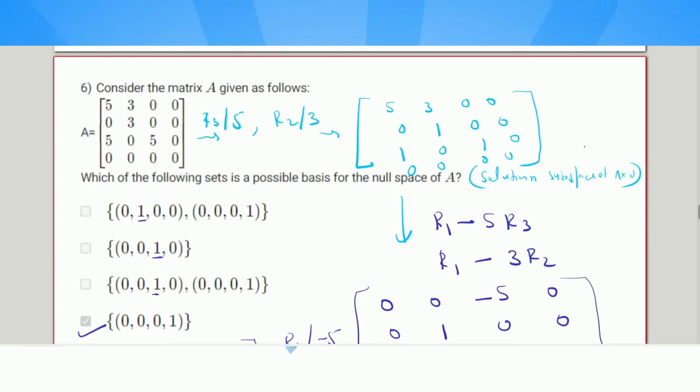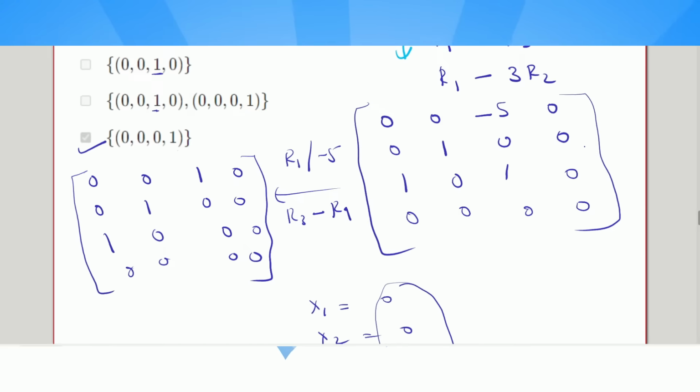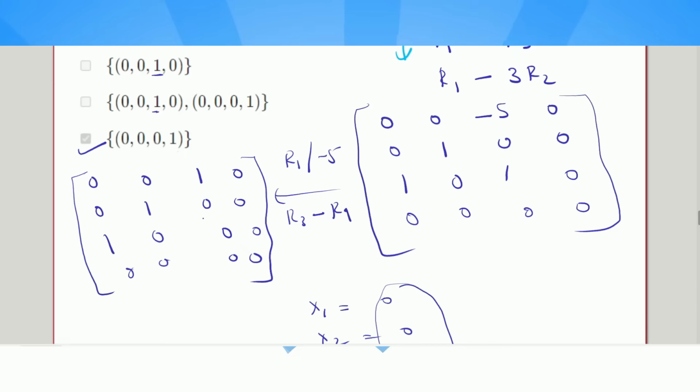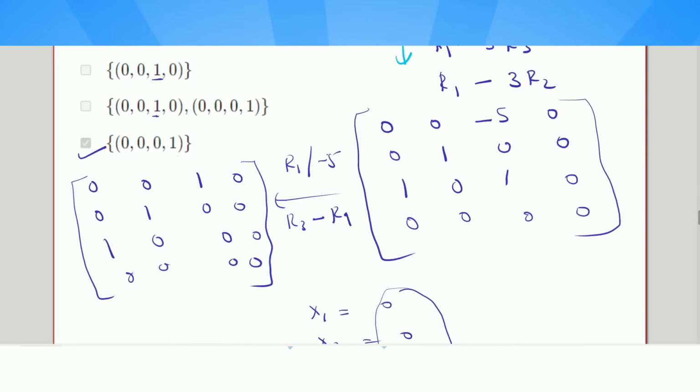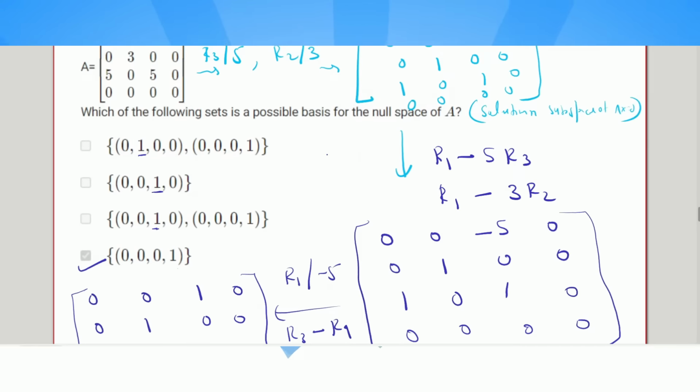Come to the next question. Consider the matrix A given as follows. Which of the following sets are possible for the null space? For the null space, we have to find the solution space of a homogeneous system, and for that we convert it to RREF, row reduced echelon form. I have done it, and the first three columns have a pivot entry, and the last is an independent variable. So the null space will be of the form 0, 0, 0, t: the first three entries are 0 and x4 is t, anything. The first option has second entry 1, which is not correct. The second option has third entry 1, also not correct. The third option has third entry 1, also not correct. The fourth is 0, 0, 0, 1, this is correct.